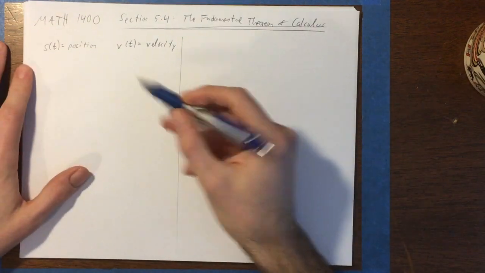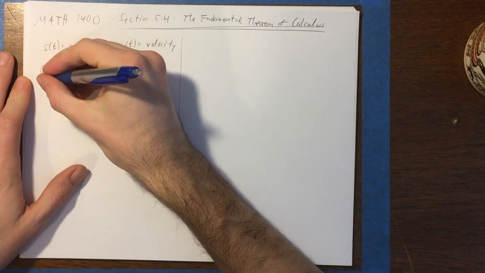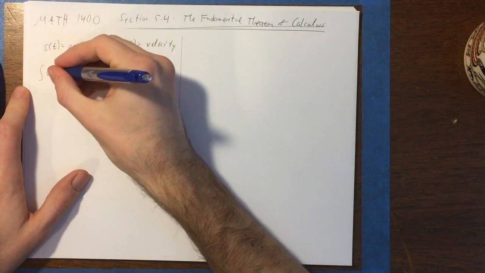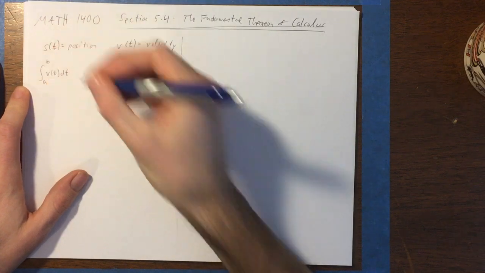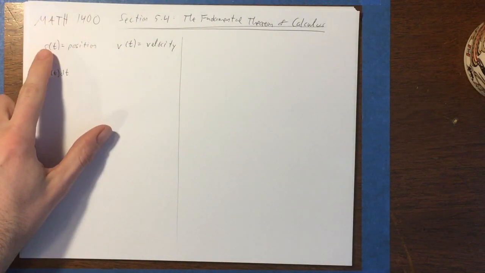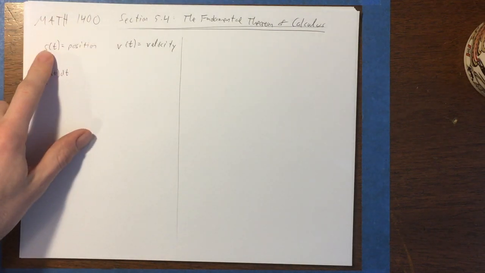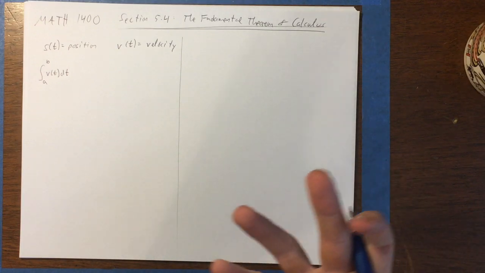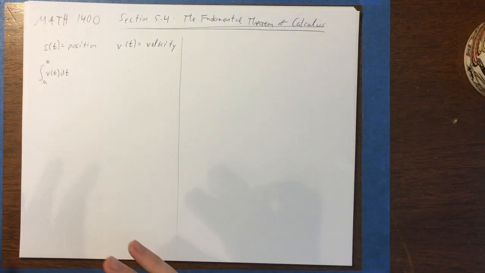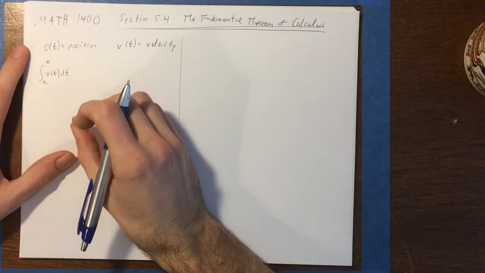So let's talk about S of t and V of t. Let's suppose that we're going to do a definite integral of velocity from A to B. We know that the velocity is the derivative of the position. So the integral of velocity should have something to do with position, given that the idea of an indefinite integral is like the opposite of a derivative. It's an antiderivative. So how does a definite integral relate to this idea?